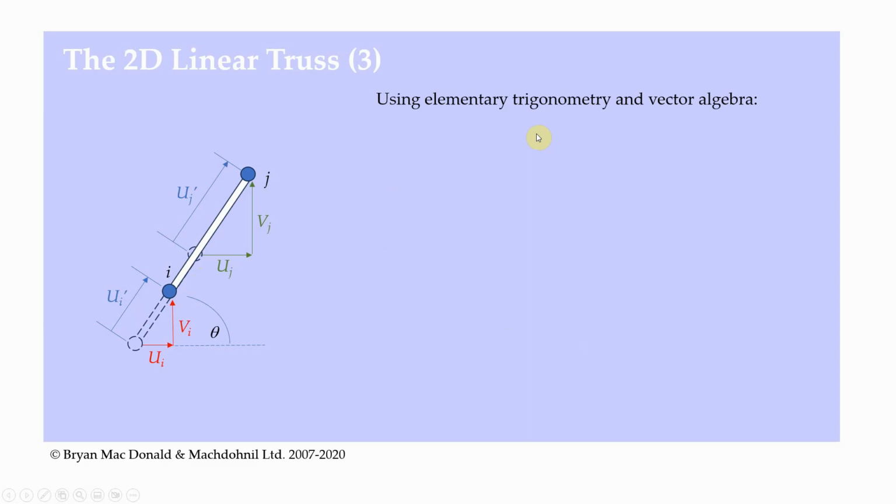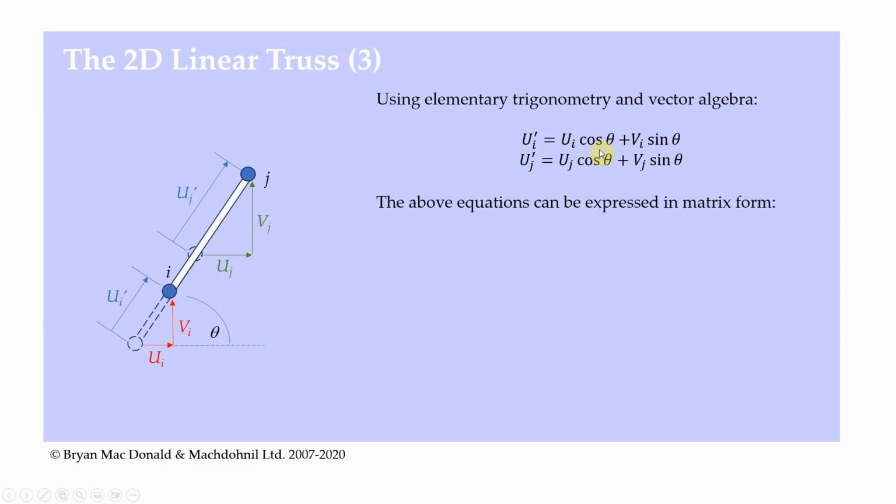So again, just to summarize, here's what we had in the last page. So we can use elementary trigonometry and vector algebra to say that, well, ui dash is going to be ui cos theta plus vi sine theta. Okay, again, this is just going back to very simple vector algebra. And similarly, uj dash is equal to uj cos theta plus vj sine theta. So we're relating the deflection in one dimension to the two-dimensional deflections and the angle that the element makes with the positive x-axis. So the above equations can be expressed more conveniently in matrix form.